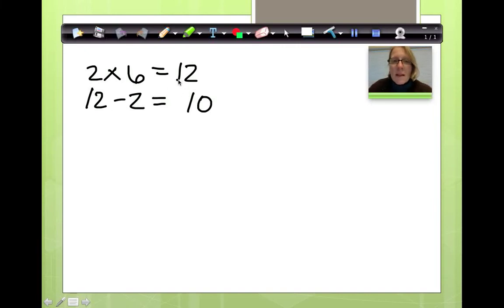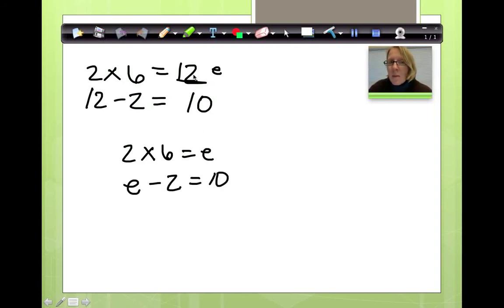Well, this equals 12. If something equals 12, can I just replace it? So for instance, what if we change 12 to E for eggs? So now we have 2 times 6 equals E. Okay, but this is a 12. So if 12s are all E, then I can make this be E, right? So now I have E take away 2 equals 10, because everywhere there's a 12, I put an E.